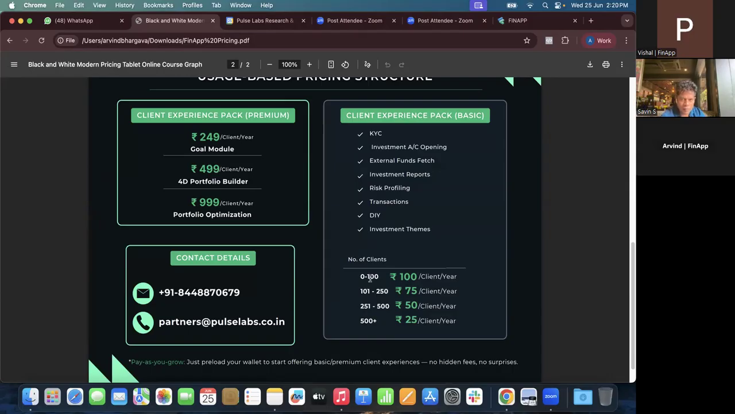So we have a charge of 100 rupees per client per year for 0 to 100 clients. And for 101 to 250, it is 75. So it goes progressively. For the first 100, it is 100 rupees. For the next 150, it is 75.